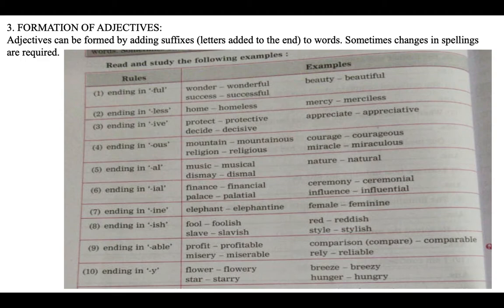Similarly, ending in ine, ending in ish. So you have fool and you have foolish. Again with able, profit and profitable, misery and miserable. Now here the spelling changes. Alright, similar with rely, reliable. You need to make sure that you remember spellings. When you're adding the suffix, the spelling also changes. Ending in y. Okay, so you have flower and you have flowery. Star and starry. This is a very starry night. So what kind of night is it? Starry. Therefore, it is describing more about the noun.